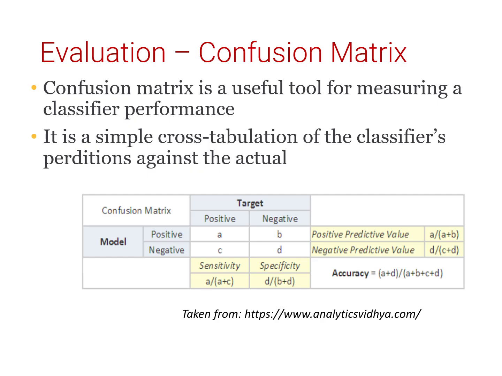The top left cell, known as the true positive, TP, represents the instances that were correctly predicted as positive. The bottom right cell, called the true negative, TN, represents the instances that were correctly predicted as negative. On the other hand, the top right cell, referred to as the false positive, FP, represents the instances that were incorrectly predicted as positive when they were actually negative. Similarly, the bottom left cell, known as the false negative, FN, represents the instances that were incorrectly predicted as negative when they were actually positive.